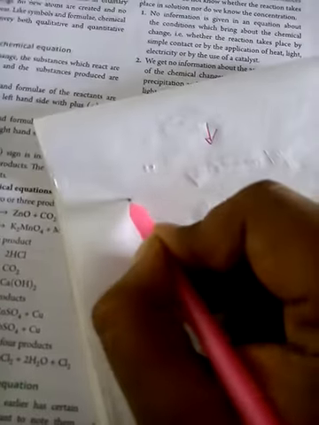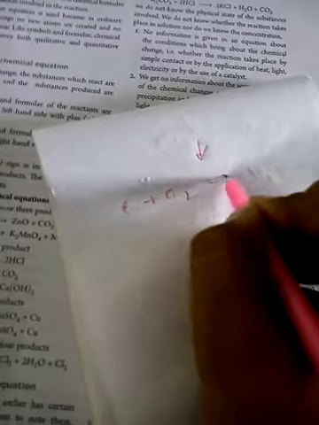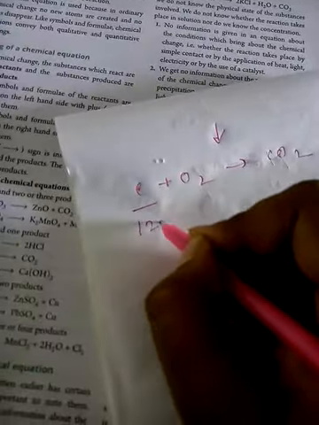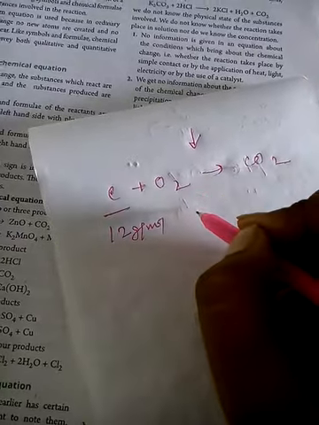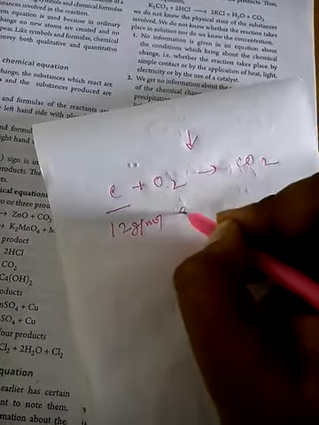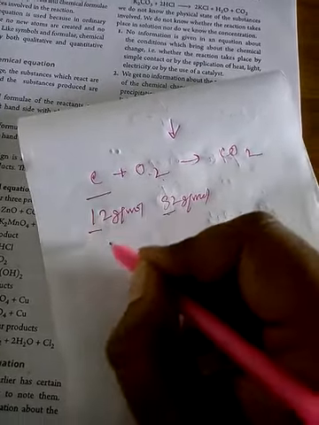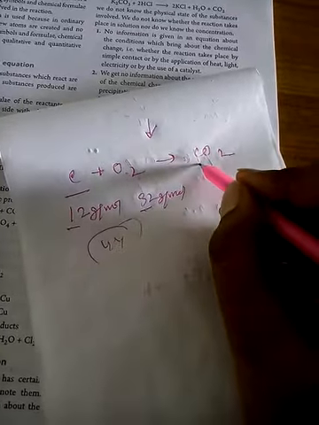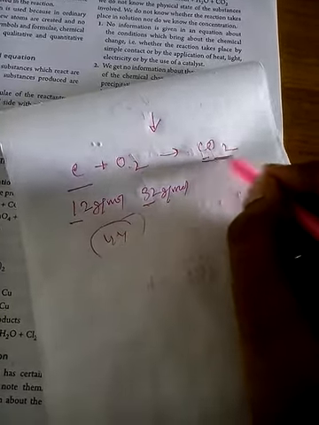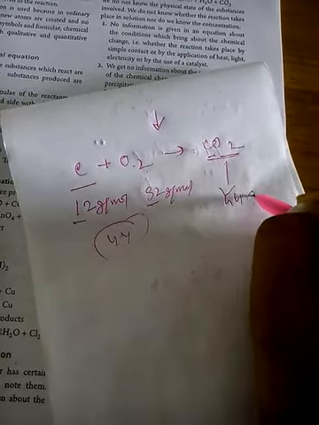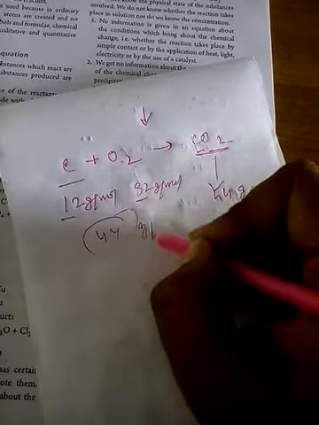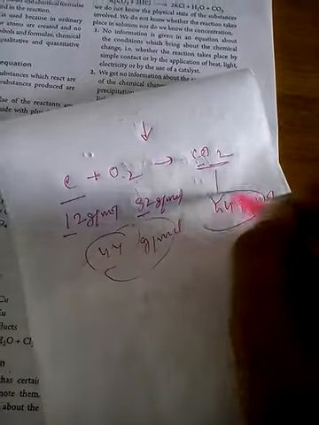Let me explain this law of conservation of mass through a small example. For example, C plus O2 produces CO2. The atomic mass of carbon is 12 grams per mole. Oxygen is 16 grams, so 16 into 2 is 32 grams per mole. The total is 12 plus 32, which is 44. On this side also you see 1 carbon and 2 oxygen, so we have 44 grams per mole on both sides. So by the law of conservation of mass, the mass is conserved on both sides.